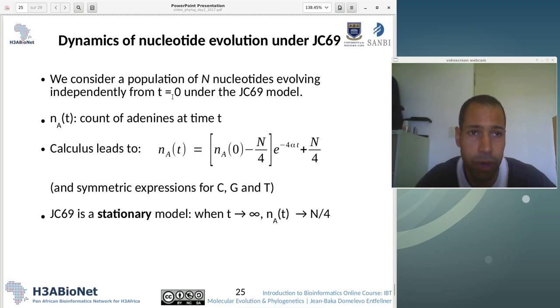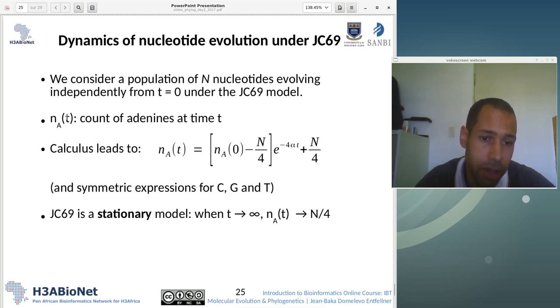Okay, let's imagine you have a soup of nucleotides, a mix of nucleotides that are subject to this evolutionary model, and let's see how this population changes over time. So over time we have lowercase n with subscript, a certain nucleotide, at a time t. That's the count of that nucleotide at time t. Okay, the number of the nucleotides that is of type A, adenine.